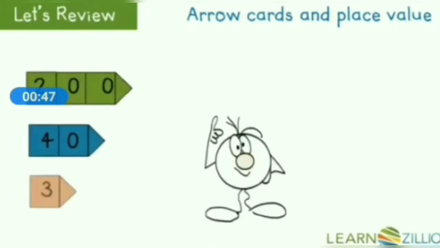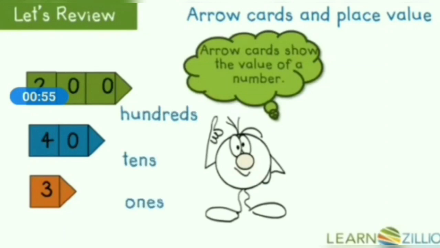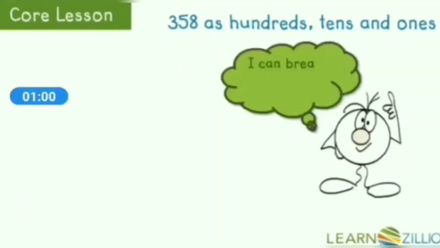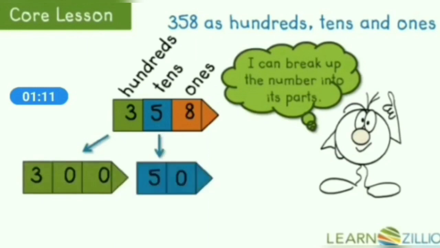Now we will learn how to find the place value with the help of arrow cards or Maan cards. Here I am having the 3 cards, 300, 50 and 8. Arrow cards show the value of a number. Now by putting them together we will get the number 358. I can break up the number into its parts by using these Maan cards.